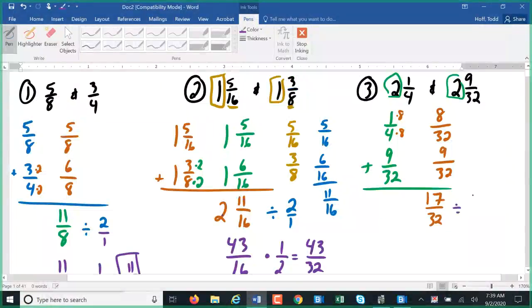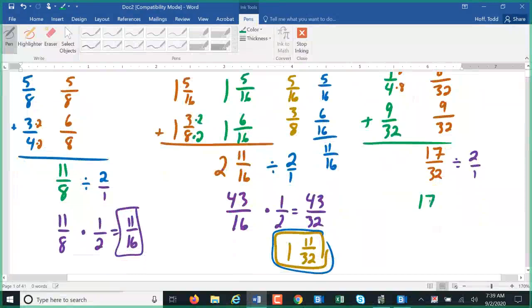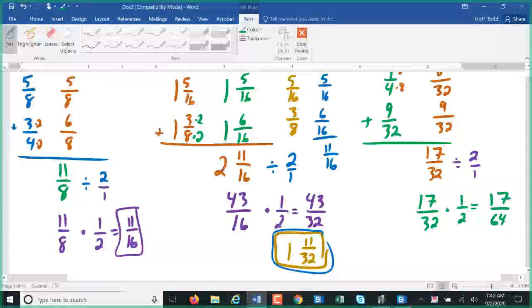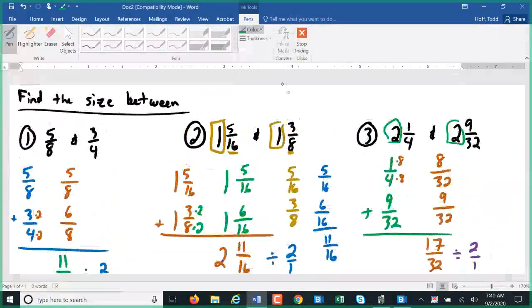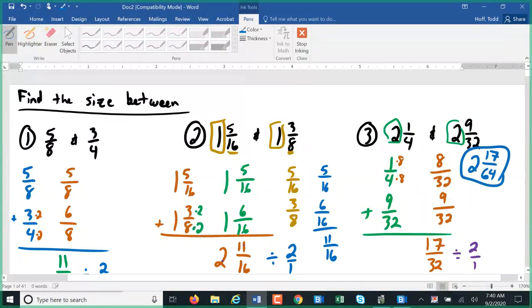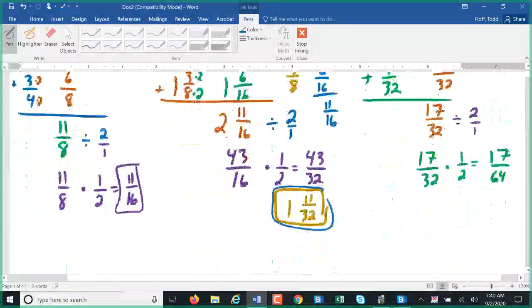And then we divide by 2. 17/32 times 1/2, the reciprocal, gives us 17/64. So the number that is between those two is 2 and 17/64. Any questions on those?